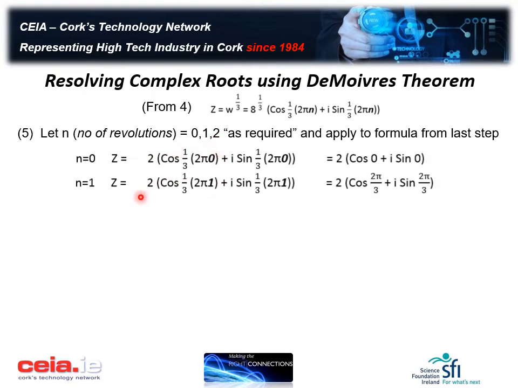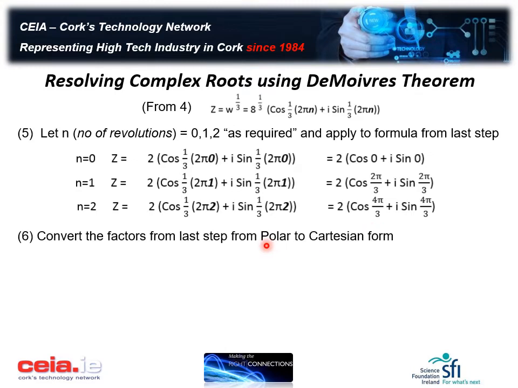So when n equals 1, z is equal to 2 (cosine of a third of 2 pi times 1 plus i sine of a third of 2 pi times 1). And that gives us 2 (cosine 2 pi over 3 plus i sine 2 pi over 3). That's the second root. And for the last root in step 5, we assign a value of n equals 2. So we get z equals 2 (cosine of a third of 2 pi times 2 plus i sine of a third of 2 pi times 2). And it gives us 2 (cosine 4 pi over 3 plus i sine 4 pi over 3). So that's the end of step 5.